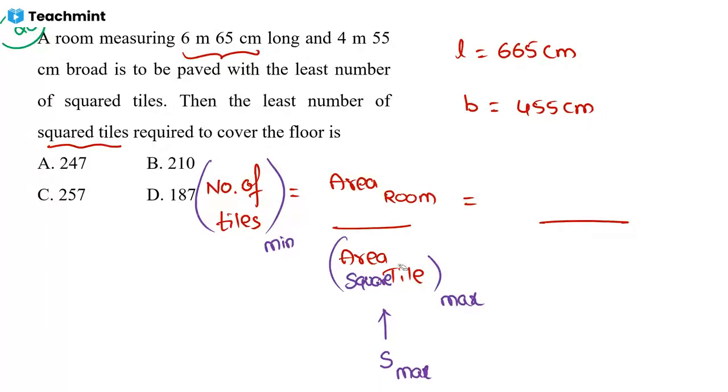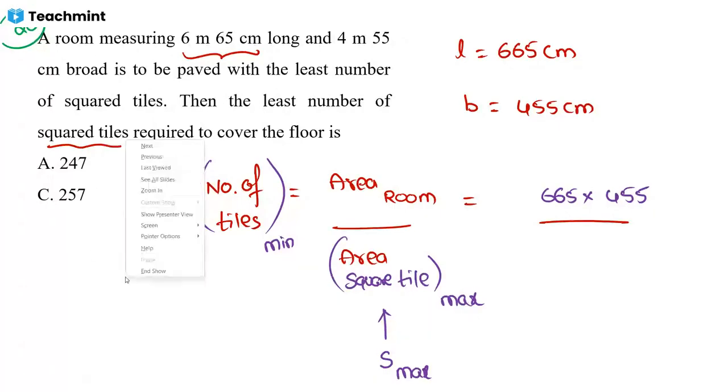If the side is maximum, then the tile area will be maximum. Okay, sir, so we cannot change this one, right? 665 and 455 cannot be changed. The room length cannot be changed, only the tile should be taken as a bigger one. Right. Very good. A few people are already giving answers.